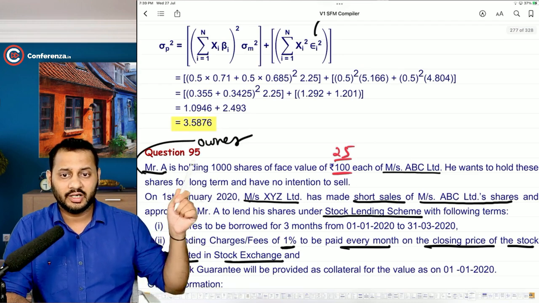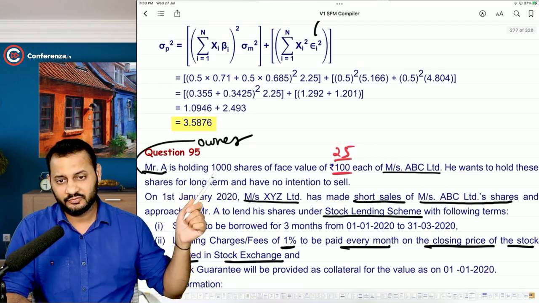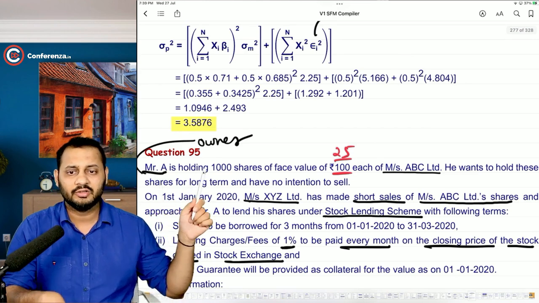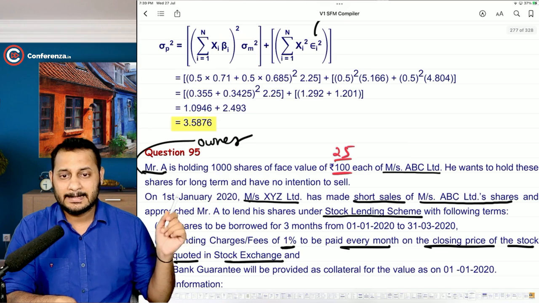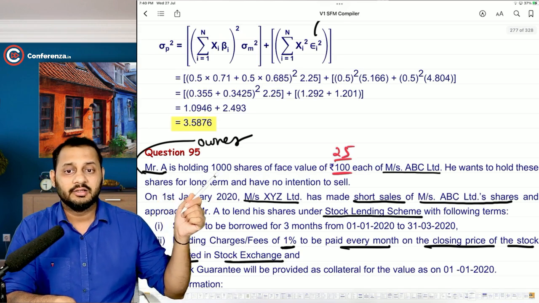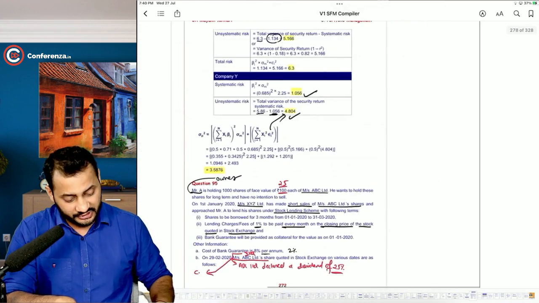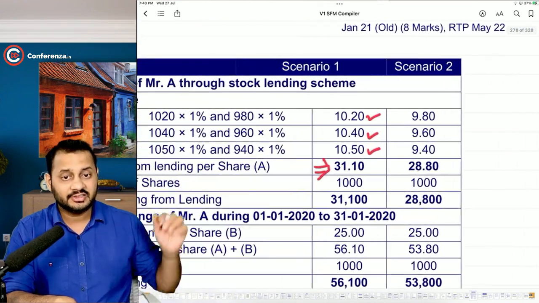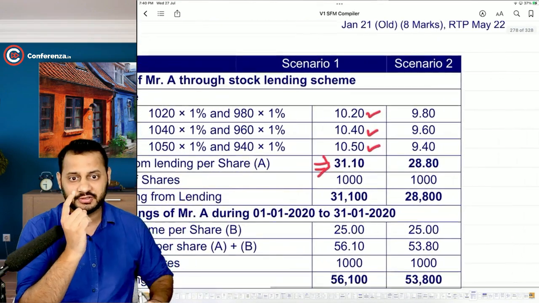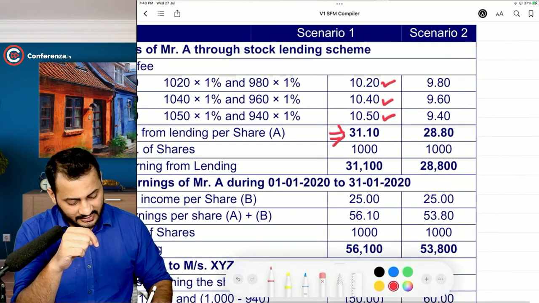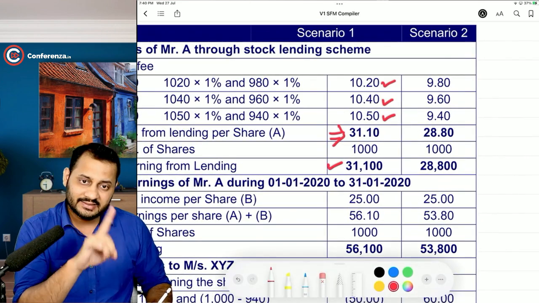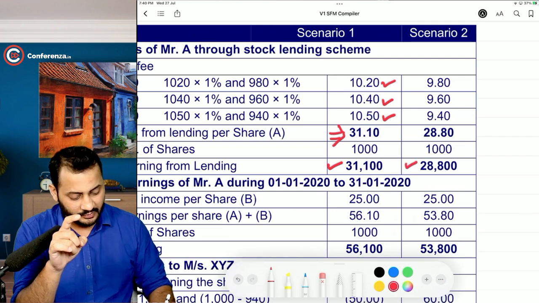XYZ has borrowed 1000 shares from Mr. A. We will assume that all the 1000 shares have been given to Messrs. XYZ. So he will earn lending charges on 1000 shares. This is the lending charges, 31.10 on one share. So multiply it with 1000, you will get the total lending charges, and this is the answer to the first part. In the second part also you are going to do the same.